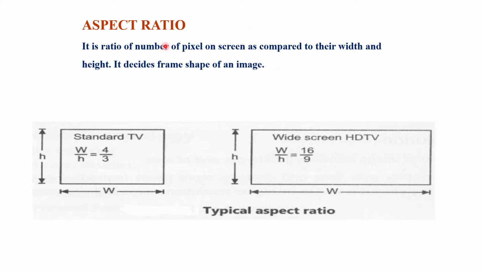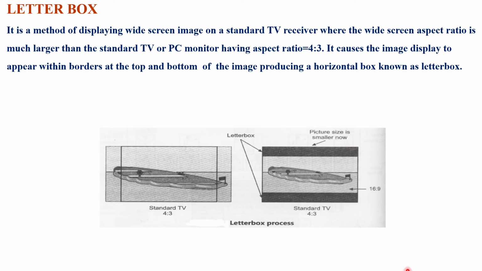I think we have already discussed the aspect ratio. Width to height ratio is called the aspect ratio. It is the ratio of the number of pixels on the screen as compared to their width and height. So it decides the frame shape of an image. If you see 16:9, you have a wider screen, and you have the 16:9 aspect ratio in high definition television. Letterbox.